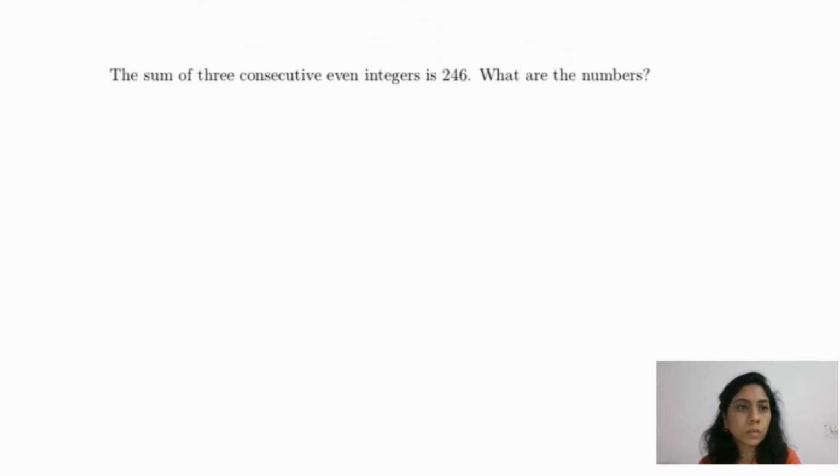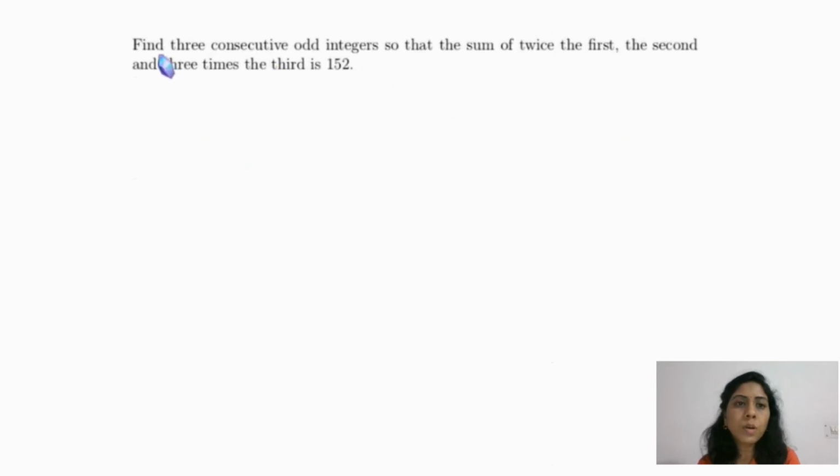Now next question. This is the sum of three consecutive even integers. Even integers, we let x, x plus 2, x plus 4, and you can add them, right? Is equal 246. Okay, you can solve this one very easily. I am not solving because this is very simple.